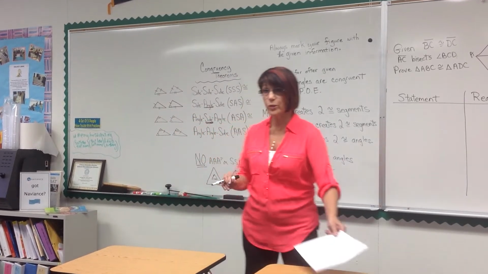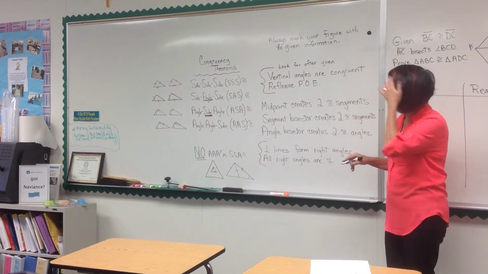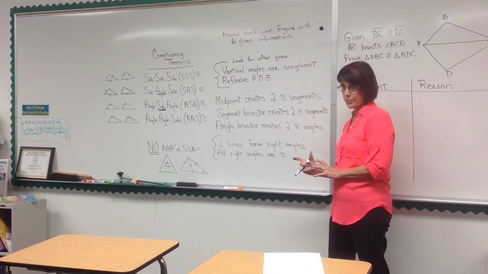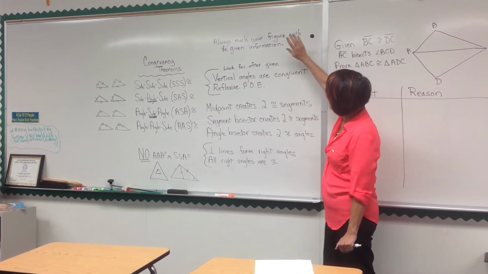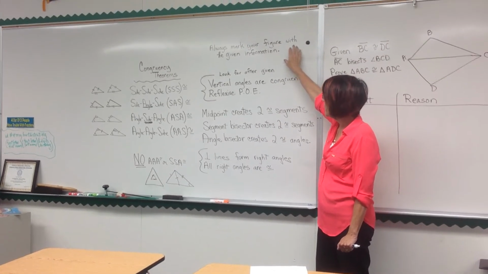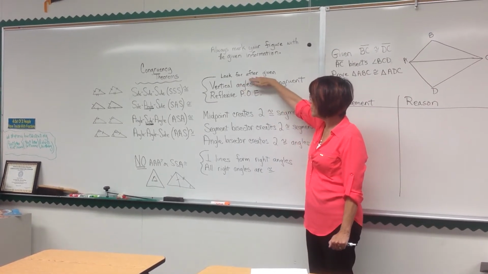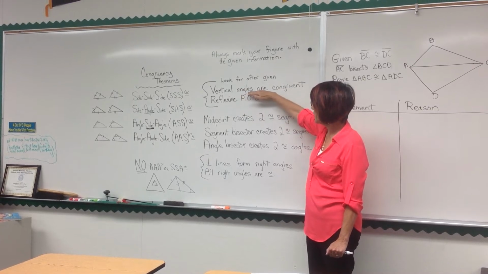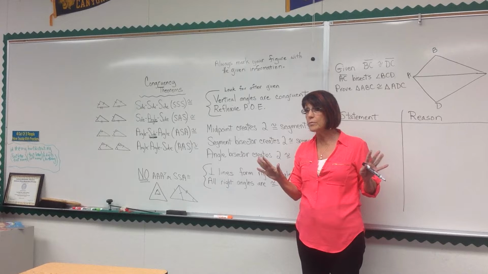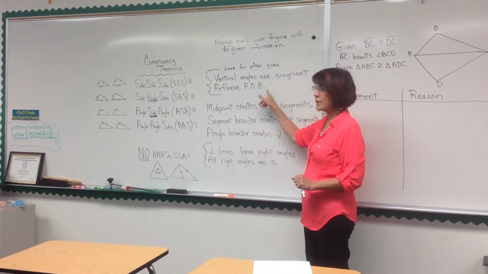Okay, so we learned last time how to start out our proofs, and we learned algebraic proofs. Now we're going to go to geometry proofs. So you're always going to mark the figure with the information given, and then you're going to look at the figure and see if vertical angles are equal or reflexive. In most proofs, not all, but most, you'll find one of these two.